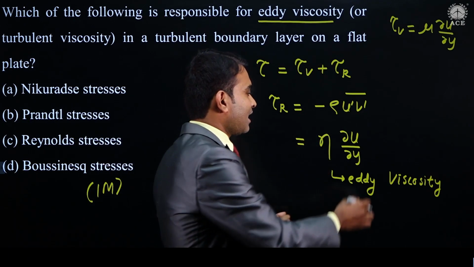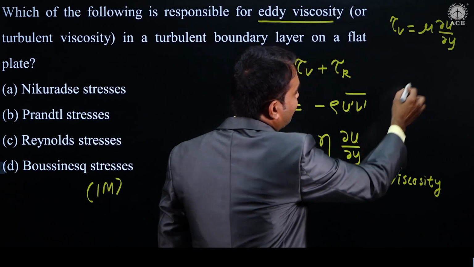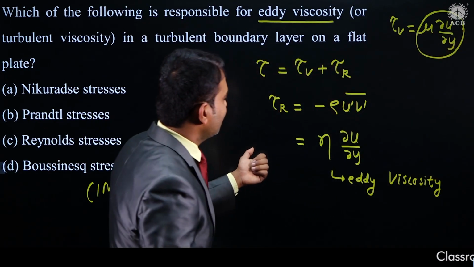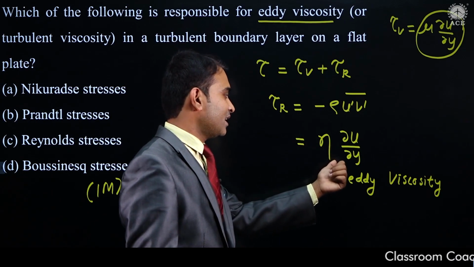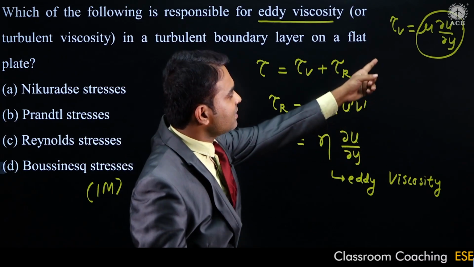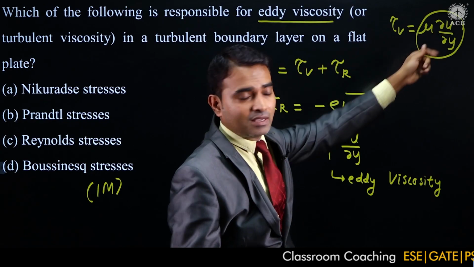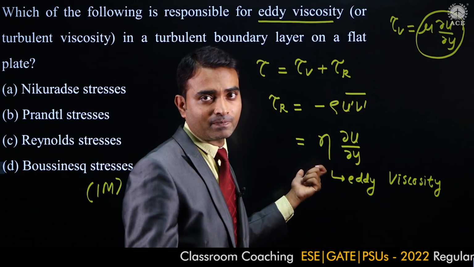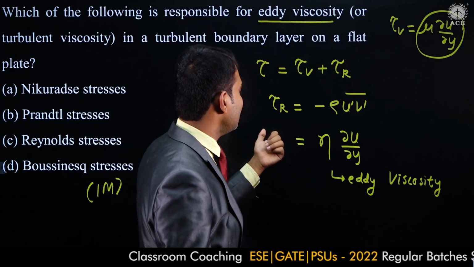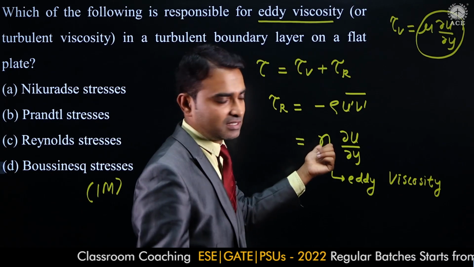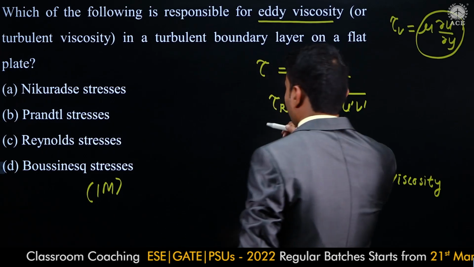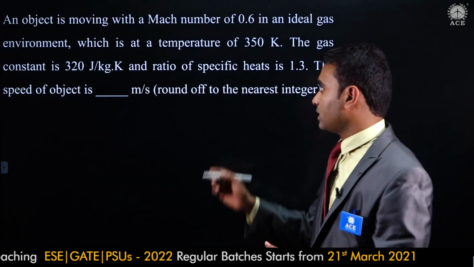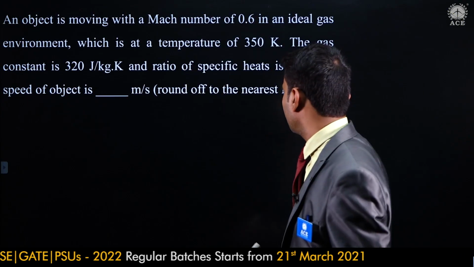So Reynolds stresses are expressed in an analogous manner to the viscous stresses. In viscous stress, we use dynamic viscosity, right? To calculate Reynolds stress in an analogous manner, we use eddy viscosity. This dynamic viscosity is a property of a fluid, but eddy viscosity depends upon fluctuation, so it is not a property of a fluid. Anyway, in this question, he is only asking the name of the stress. So eddy viscosity gives Reynolds stress. So the answer is C.